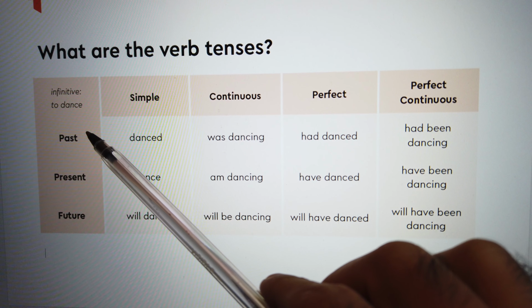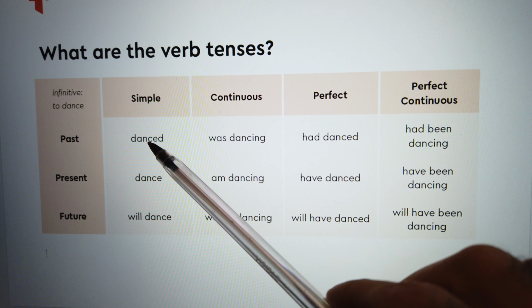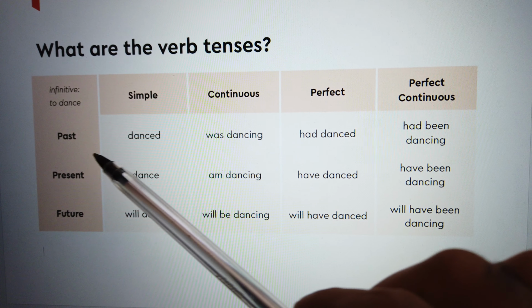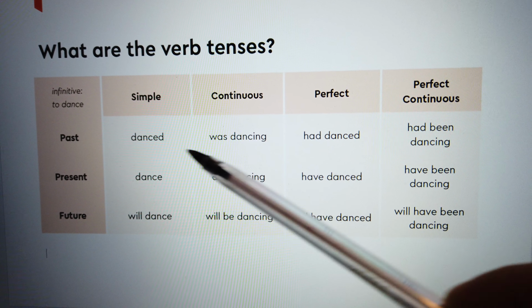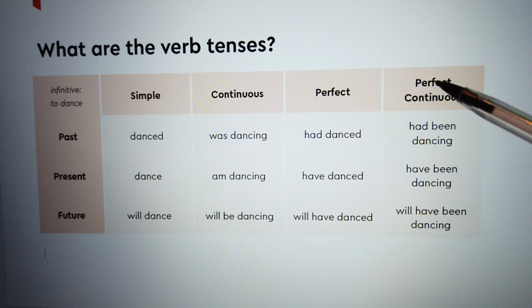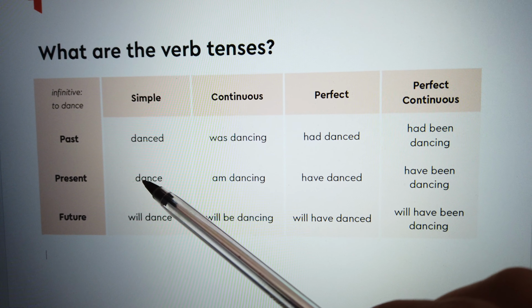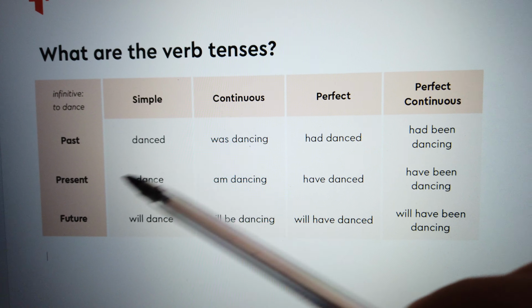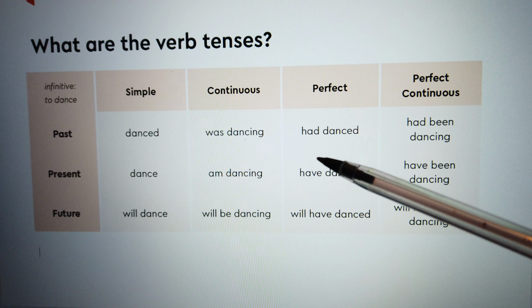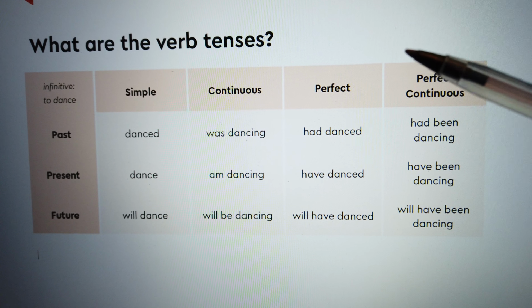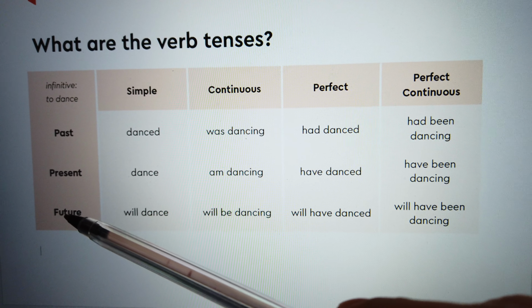of to dance, right? So past simple, danced. Past continuous, was dancing. Past perfect, had danced. Past perfect continuous, had been dancing. Then we've got the present simple, dance. Present continuous, am dancing. Present perfect, have danced. Present perfect continuous, have been dancing.